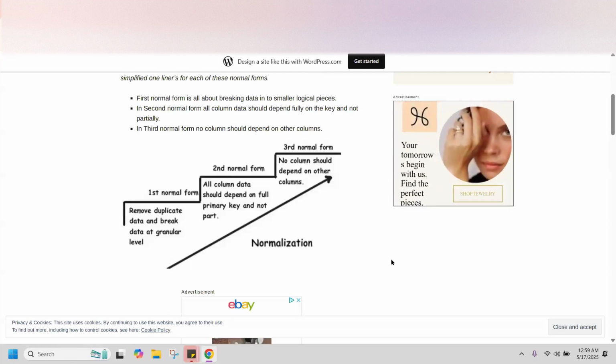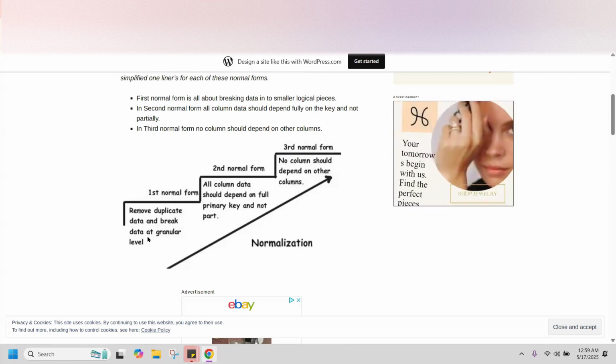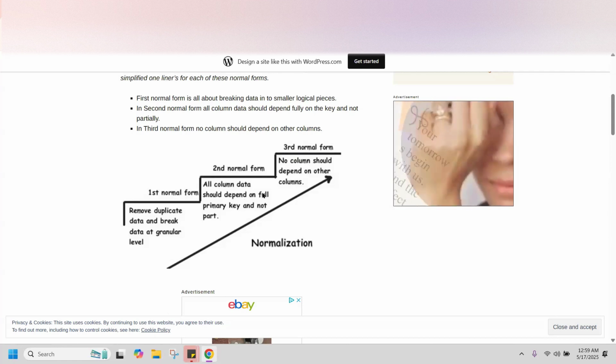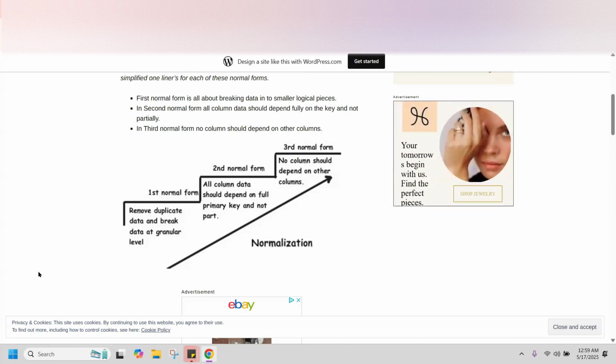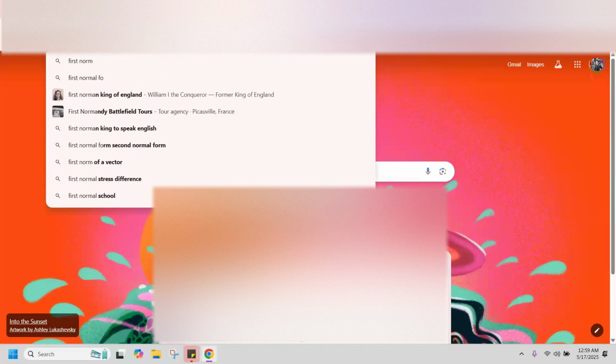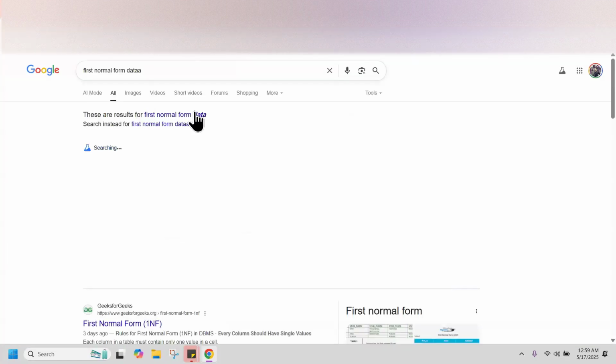Okay, what is the first normal form? Remove duplicate data and break data at a granular level. All columns should be atomic. Do one thing, Rafi: Google first normal form with the data, simple. First normal form data.